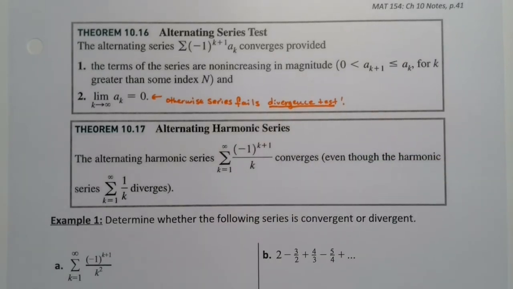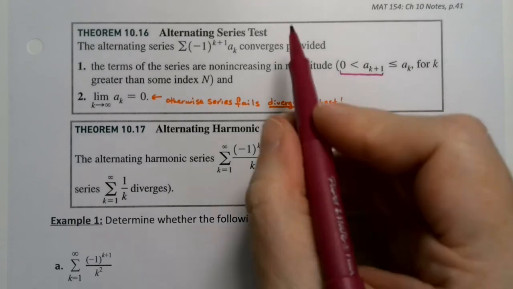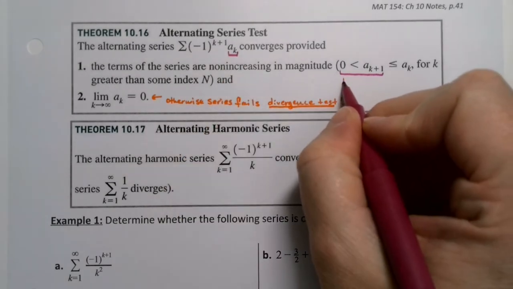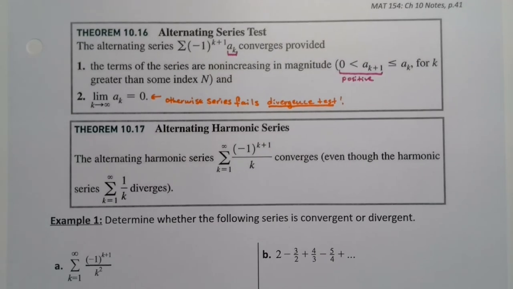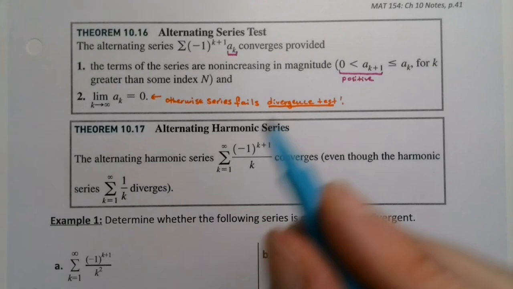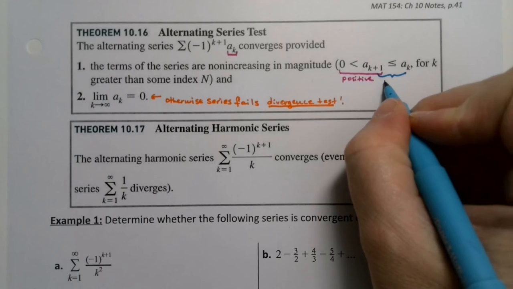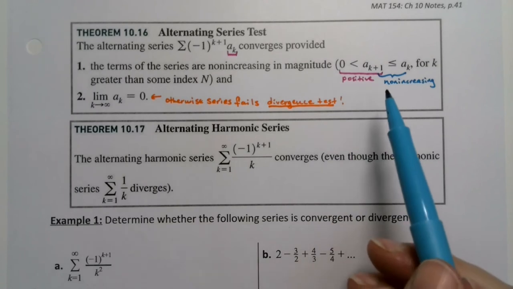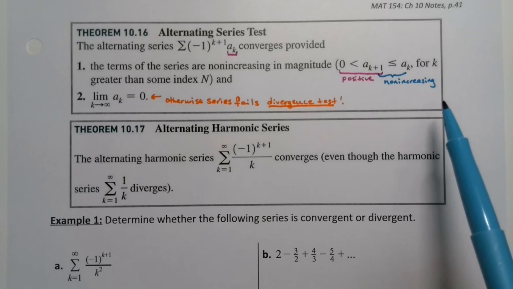But then there's a bunch of stuff going on in here, so let's look at it. First thing is that it has to be greater than 0. Every term has to be greater than 0 once you get rid of the alternating part. So when you look at just the a sub k part, it has to be positive. And then it has to be non-increasing. Basically, it has to be decreasing. You have to be going down in terms. Think of that alternating harmonic series and how the terms were going down. That's what that's saying.